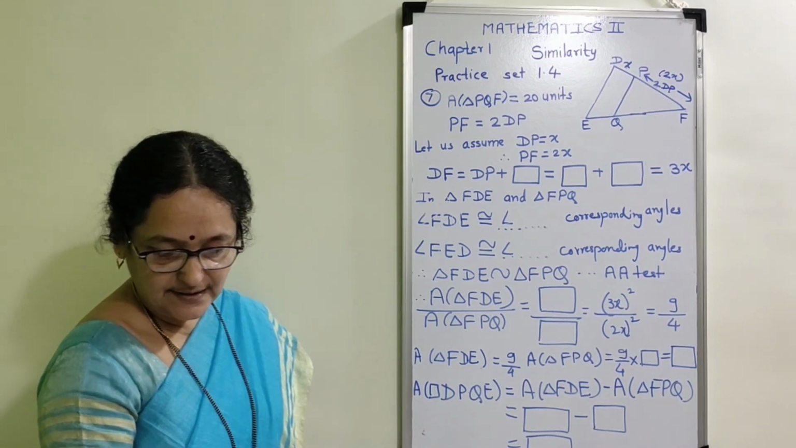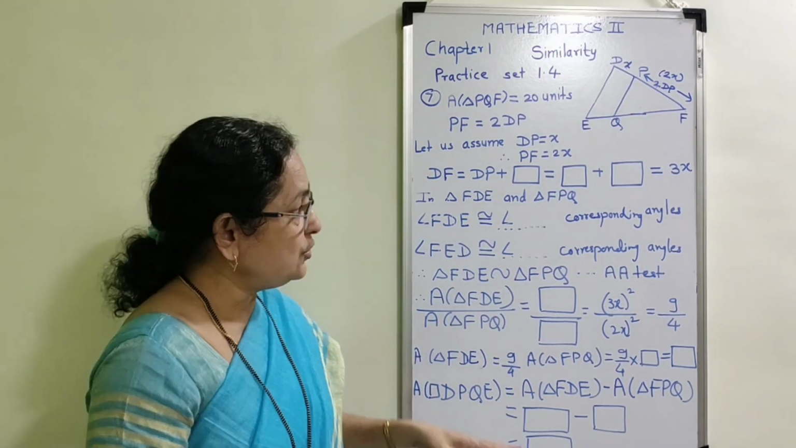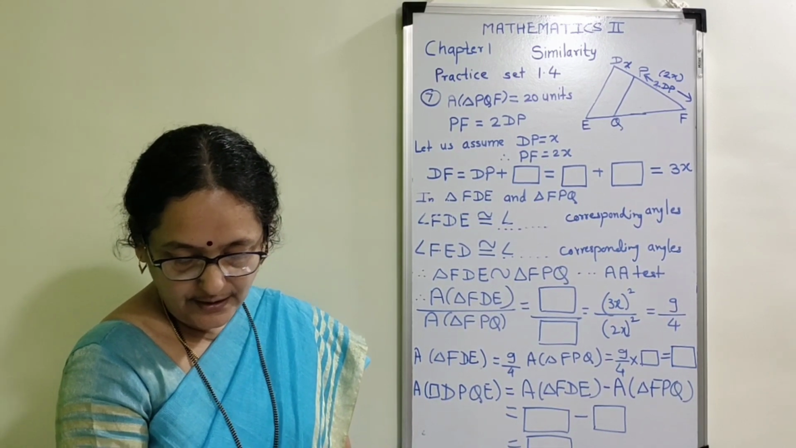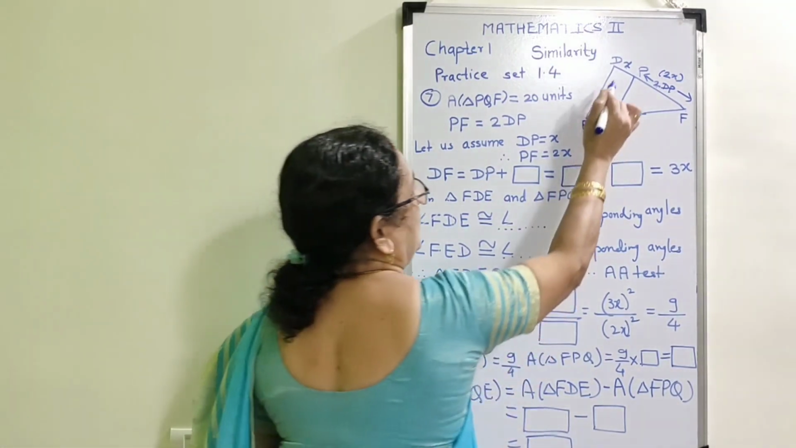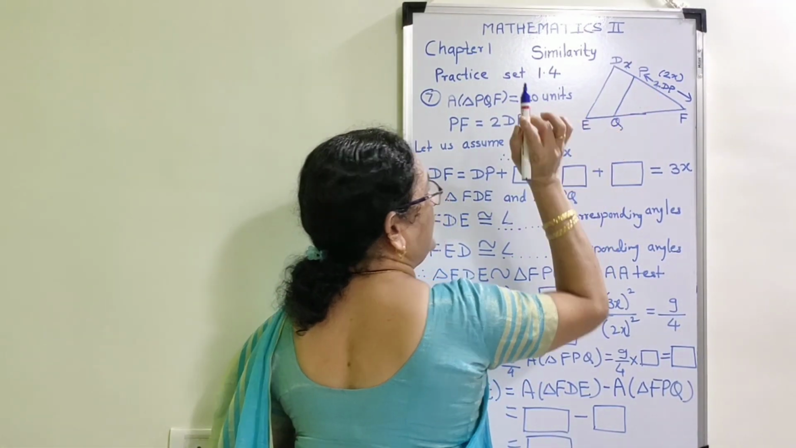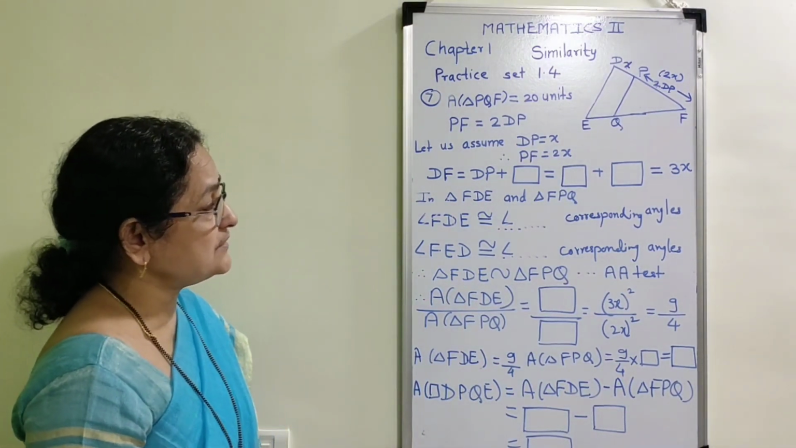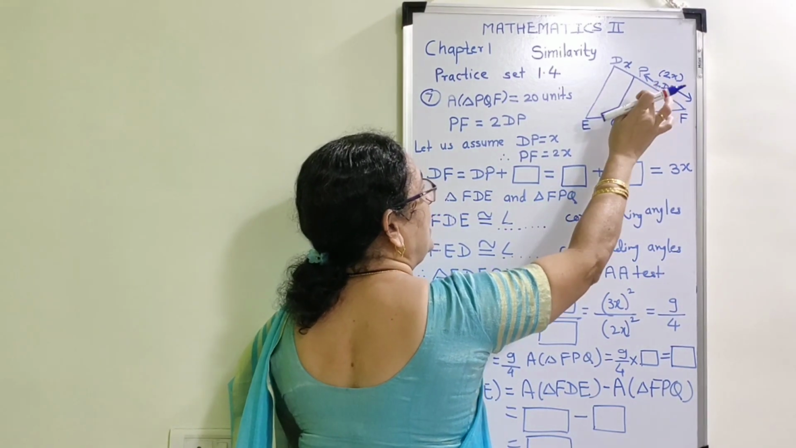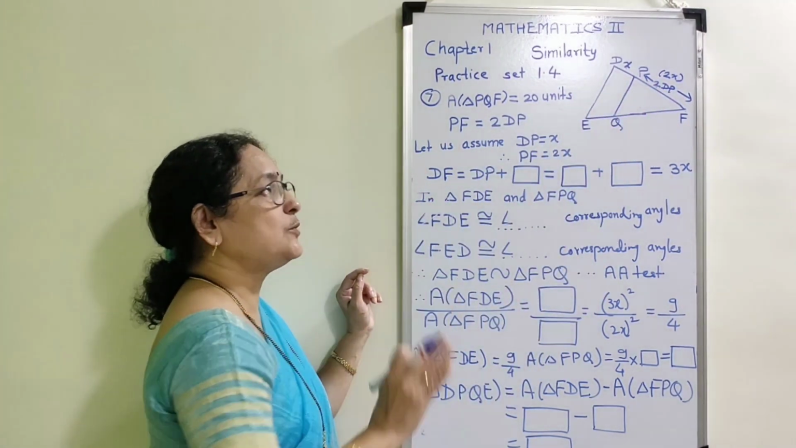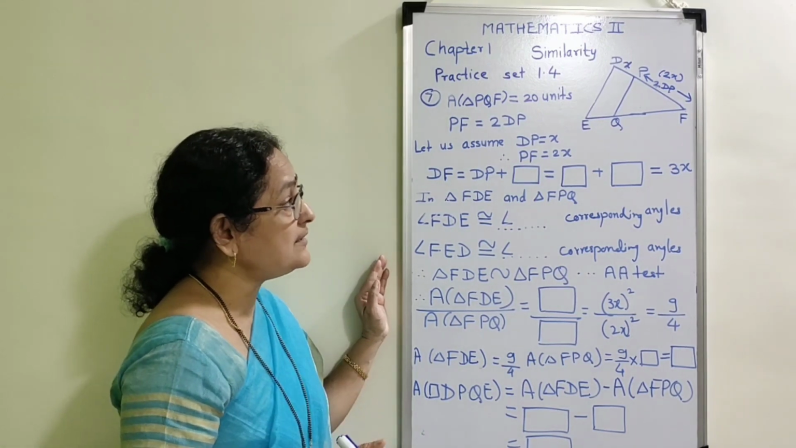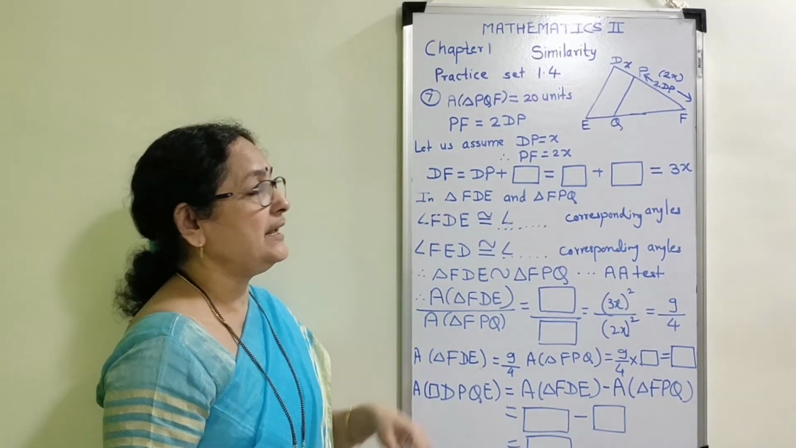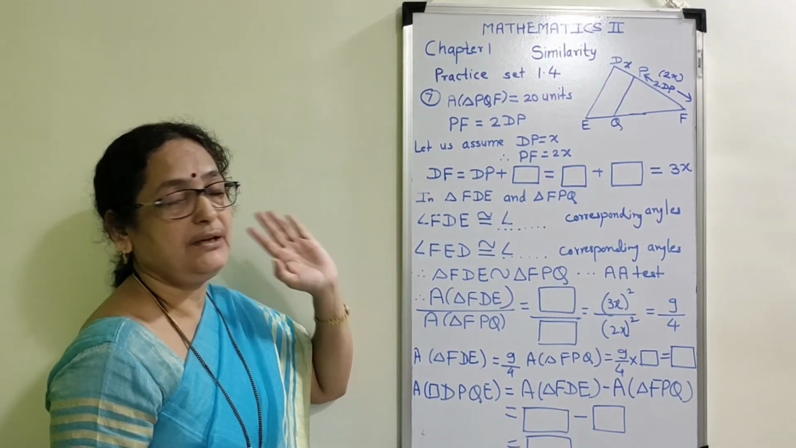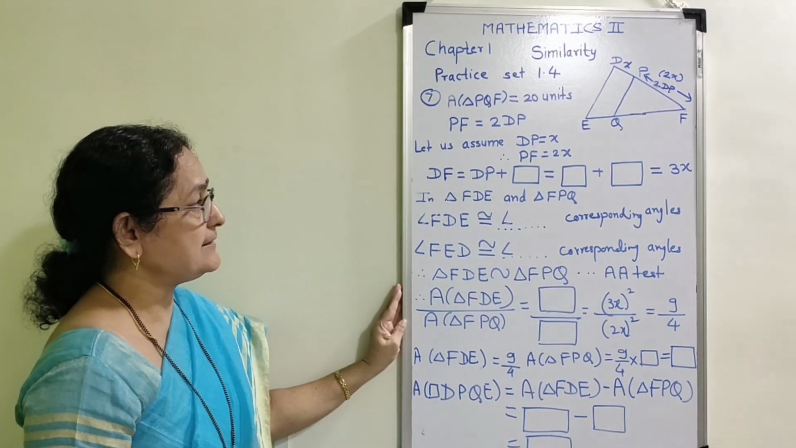In this example, the activity is to find the area of the quadrilateral DPQE. To find its area, first determine the area of the bigger triangle, and if we subtract the area of the smaller triangle from the area of the bigger triangle, then you will get the area of the quadrilateral DPQE.